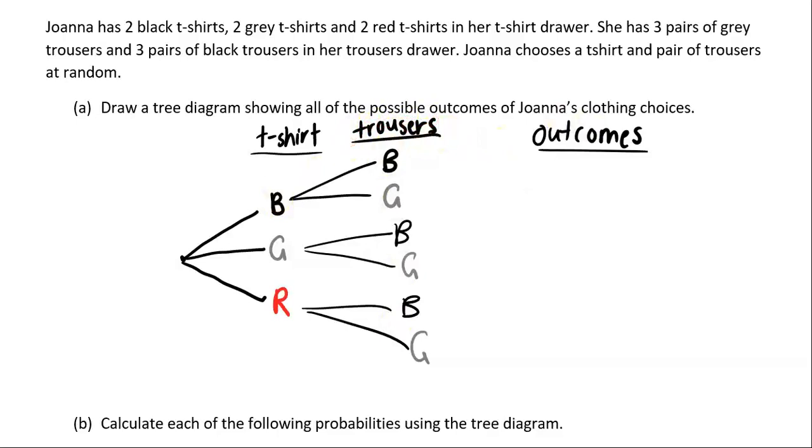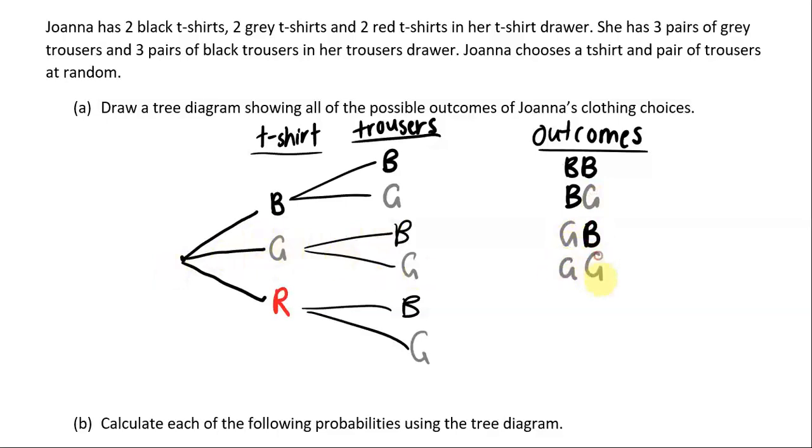So to find the possible outcomes, we need to follow the branches of our tree diagram. Start at our starting point. Our first option is black t-shirt, black trousers. So the first possible outcome is black, black, following those top 2 branches. Then if we follow the black branch again, we have black and grey. So black t-shirt, grey trousers. Our next possible outcome is grey t-shirt, black trousers. So grey t-shirt and black trousers. And then we have grey t-shirt, grey trousers.